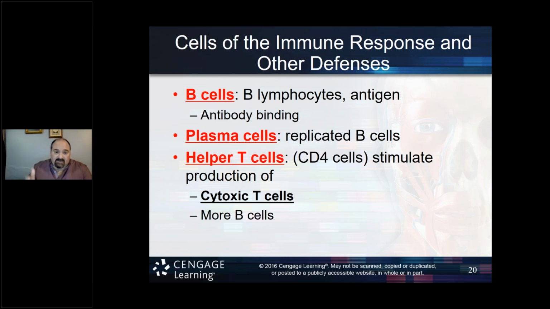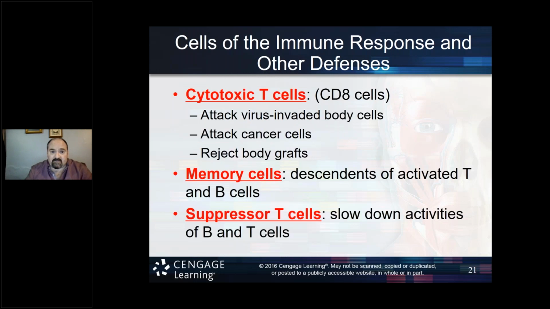They will stimulate production of cytotoxic T cells and also really activate the production of more B cells, B lymphocytes, and in particular then plasma cells, which will produce antibodies. So helper T cells are very important as far as the immune response is concerned, as they're really activating and initiating the specific immune response.